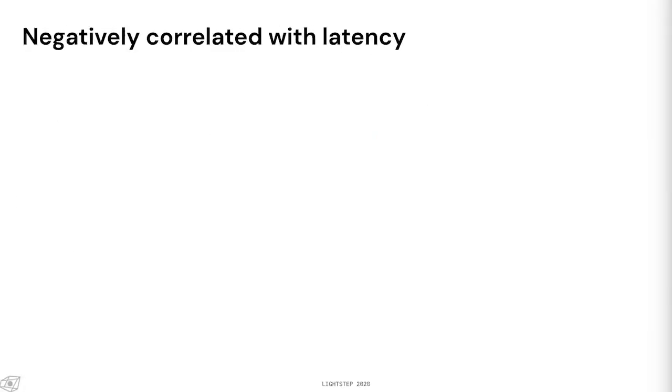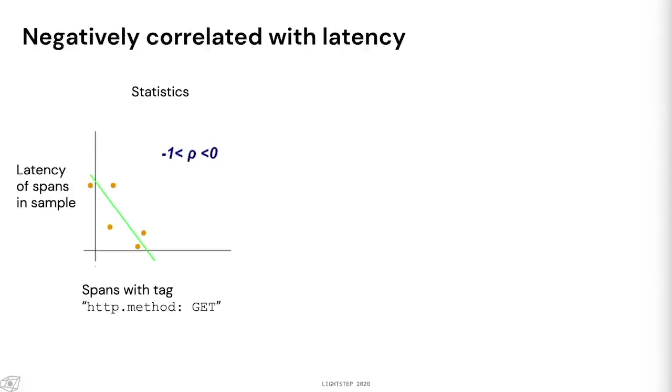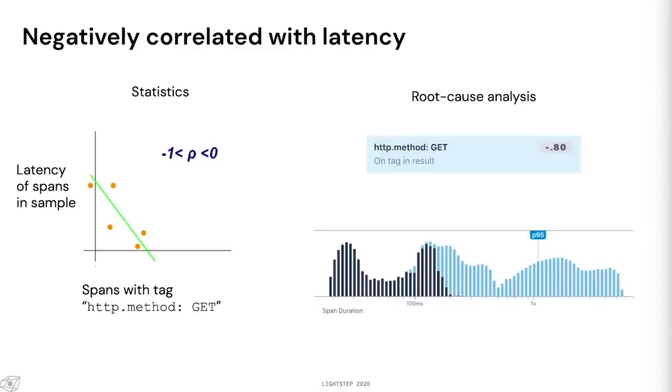Similarly, we can look at a negatively correlated example with latency. In this case, spans with a certain tag like HTTP method GET are negatively correlated with latency, and that appears as a negative correlation, -0.8 here. We can show this to the user by highlighting the left side of the histogram, and the black bars represent faster spans that have this tag.